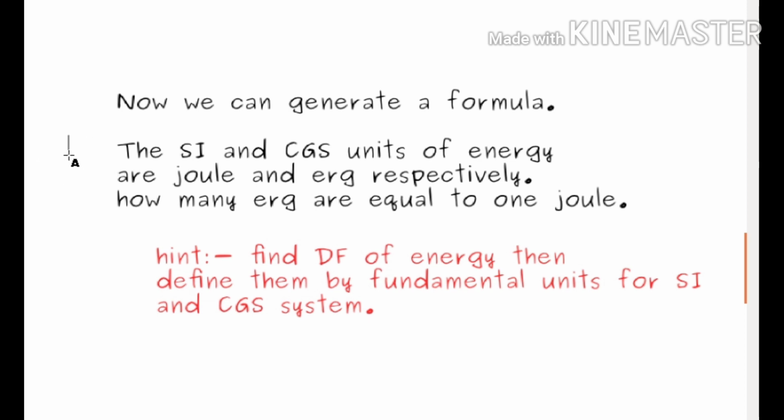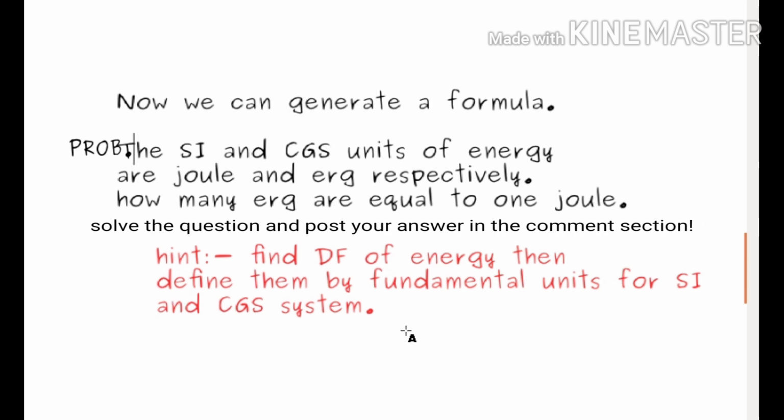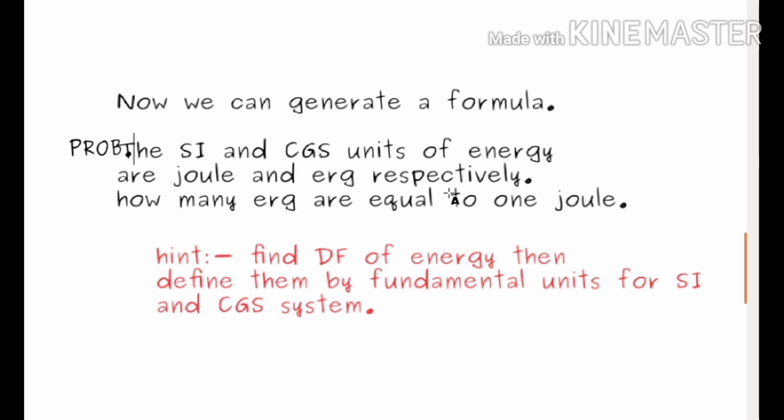This one is your homework problem. The problem is, the SI and CGS units of energy are joule and erg respectively, meaning you can express energy in joule and also in erg. When you represent it in joule, you are representing it in the SI unit, and when you represent the energy in erg, you are representing it in the CGS system of units. So the question is, how many erg are equal to 1 joule?